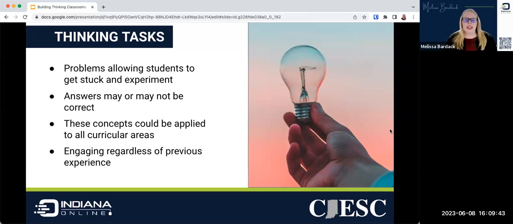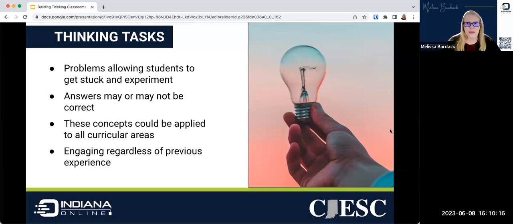It's really an opportunity for students to experiment and learn how to problem solve. And so with a thinking task, we are providing as their teacher an opportunity for students to troubleshoot and solve problems without guiding them towards how to solve the problem and without giving the answers right away. So in a thinking task, students may have answers that may or may not be correct as they begin thinking and working through these higher level problems.